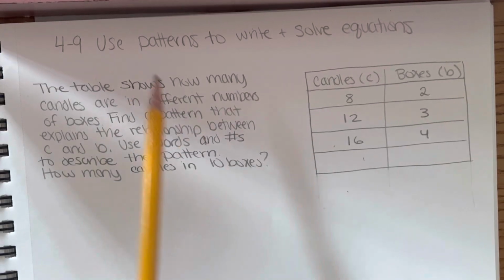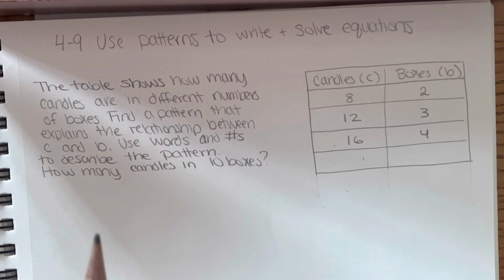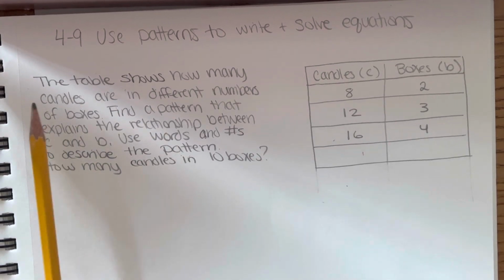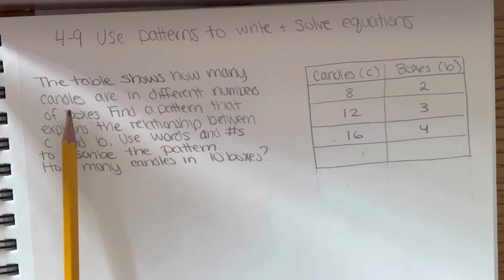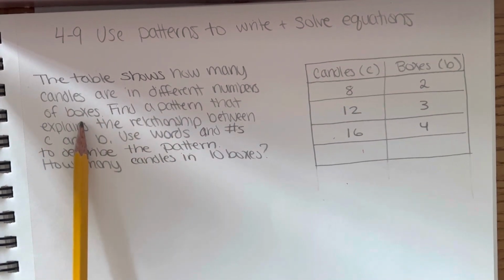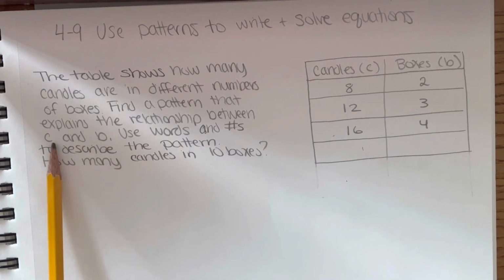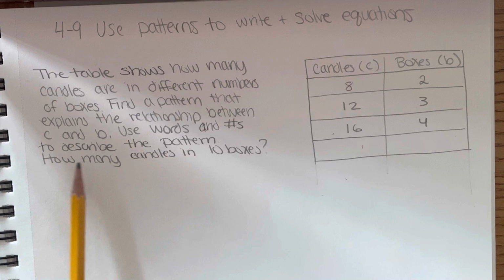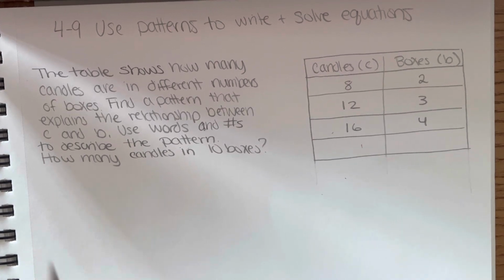All right, in this lesson, 4-9, we're using patterns to write and solve equations. So here, this example says, the table shows how many candles are in different numbers of boxes. Find a pattern that explains the relationship between C and B. Use words and numbers to describe the pattern. How many candles in 10 boxes?